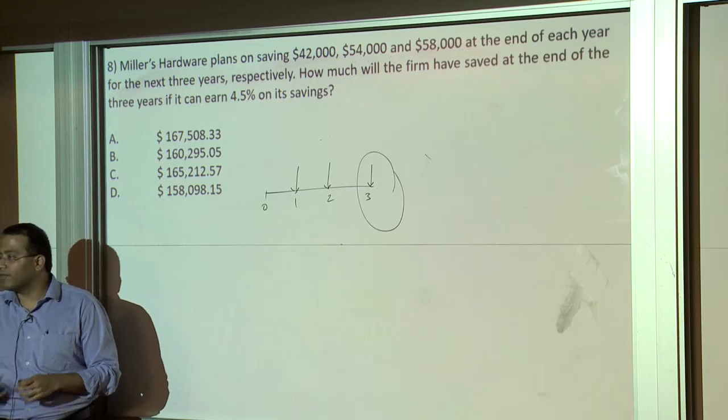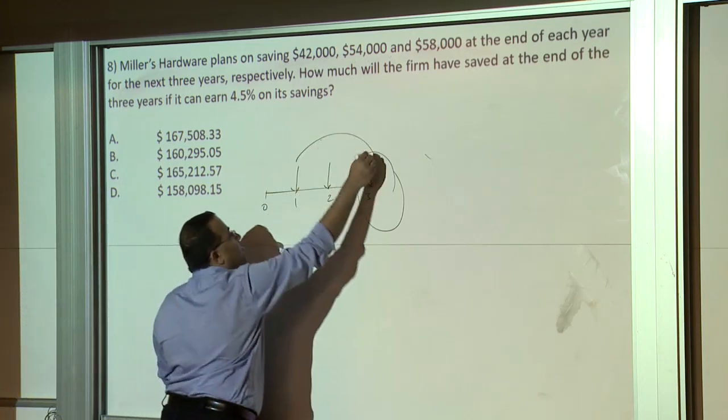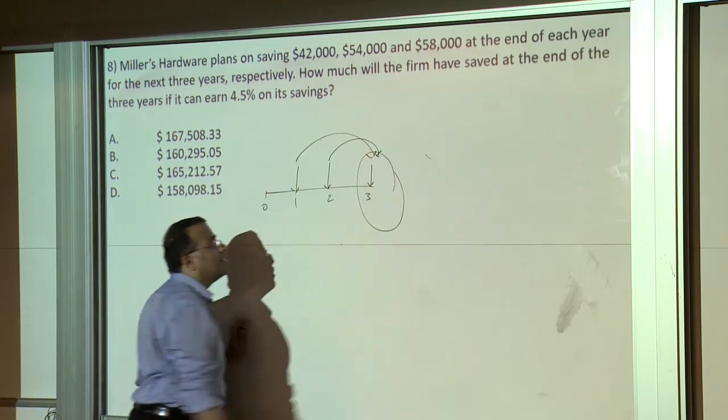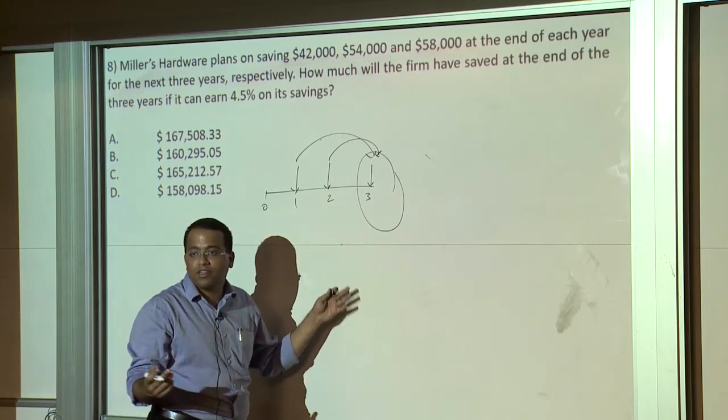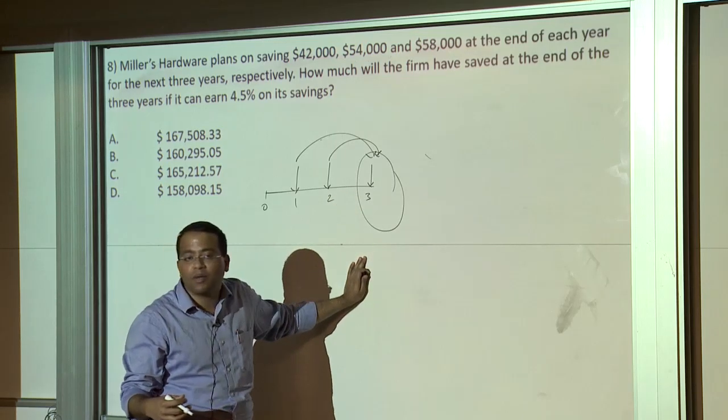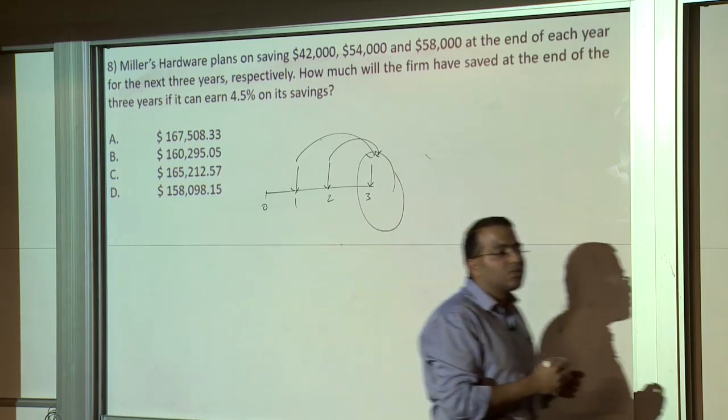Okay, at time 3, this has to be pushed to this point in time. This has to be pushed to this point in time. And the payment that's happening at this point in time, you don't have to alter it. It's going to be the same at that point in time. Okay, that's one way to do it.